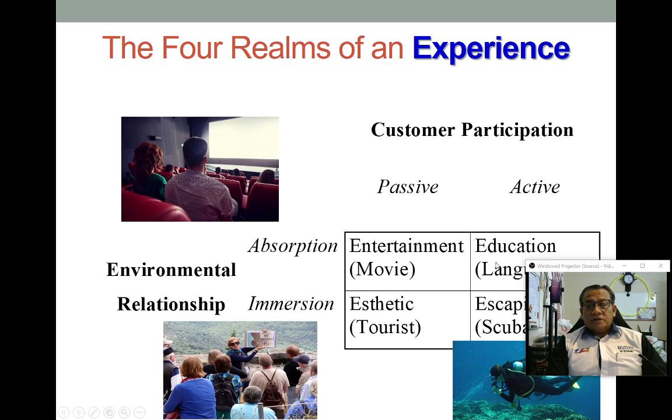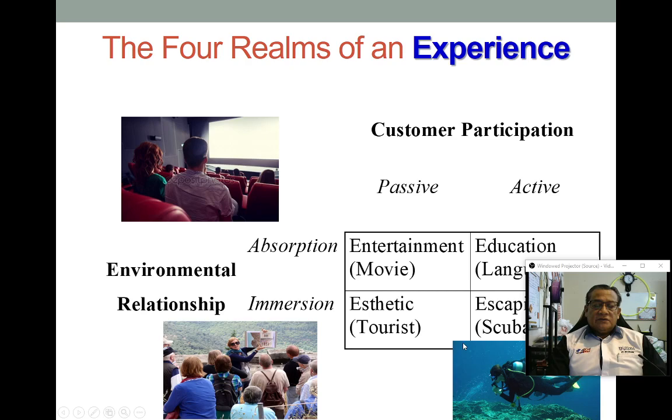For quadrant two, take for example education. Perhaps you are learning a new language, like Japanese or English. Customer participation in this quadrant two is basically active, because they really need to participate actively when learning a new language. They need to say new words, they need to memorize new vocabularies and so on. On the environmental relationship, customers basically need to absorb, because they really need to follow the environment of the new language, for example memorizing the words and learning about the grammar. That is the absorption for learning a new language.